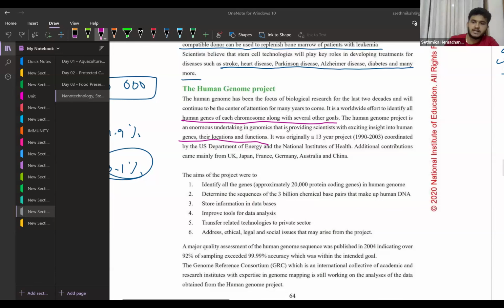It was originally a 13-year project, 1990 to 2003, coordinated with the US Department of Energy and the National Institutes of Health. Additional contributions mainly came from the UK, Japan, France, Germany, Australia, and China.